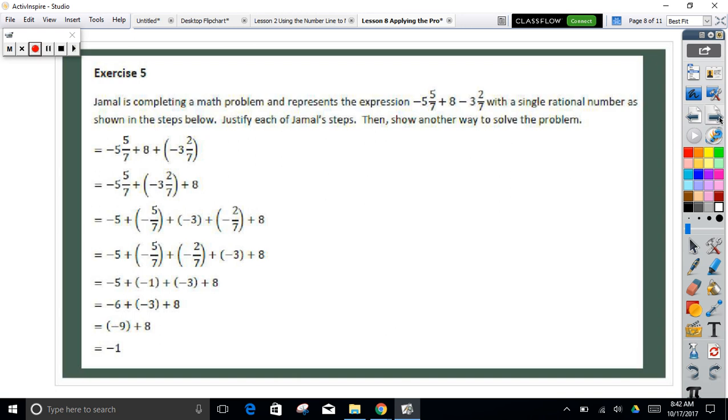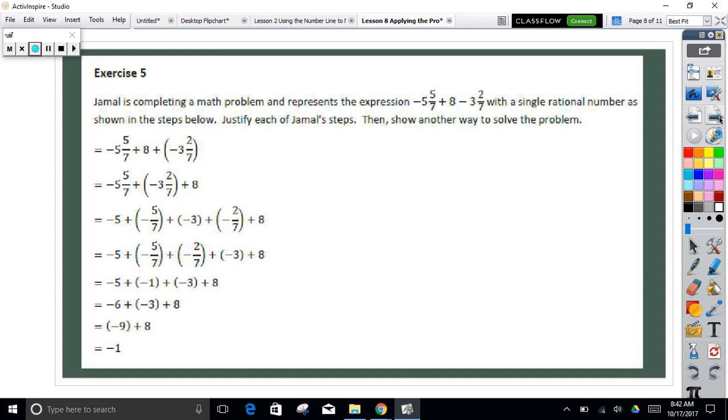I almost considered skipping this one because it is done to such an extreme, but I want us to look at each step of this problem. I'm going to read the whole thing to you. Jamal is completing a math problem and represents the expression negative 5 5/7 plus 8 minus 3 2/7 with a single rational number as shown in the steps below. Justify each of Jamal's steps, then show another way to solve the problem.